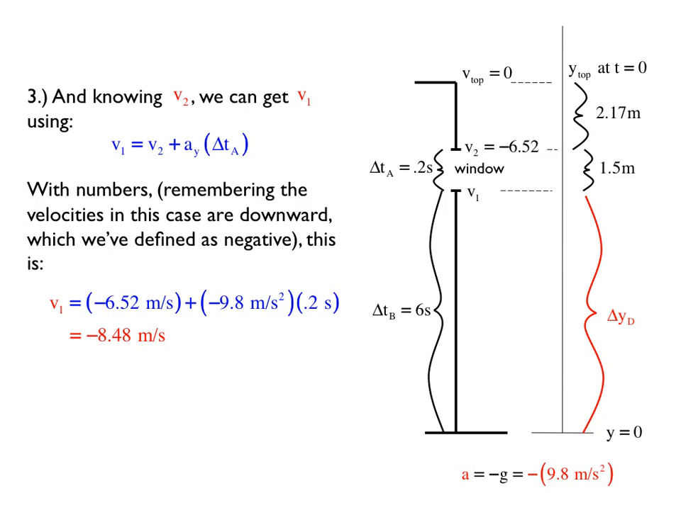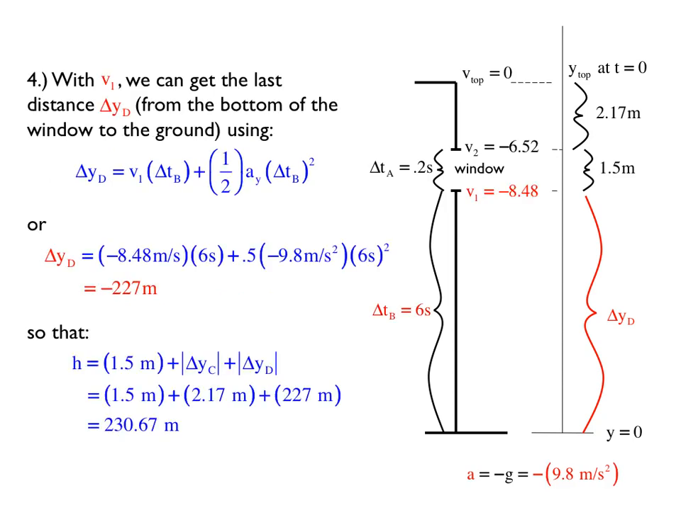The last section we need to deal with is this section here. We probably are going to need to know what this velocity is, which we can figure out if we look at the window again. We know the time interval, we know the initial velocity, we're looking for the final velocity, and we know the acceleration. So we can use this relationship to solve. And if we do, we get the velocity v1 being minus 8.48 meters per second. We put that velocity in like so.